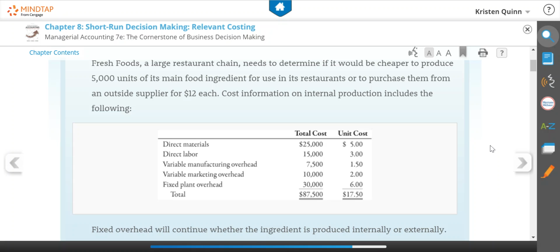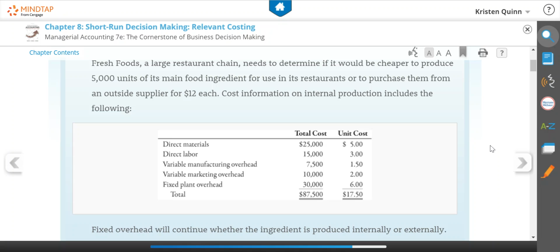In this example, we're going to be looking at decision making. So we're going to look at the difference between whether the company should make a product or buy it externally. In this case, they tell us that Fresh Foods is a large restaurant chain, and they need to determine if it would be cheaper to produce 5,000 units of its main food ingredient for use in its restaurants, or to purchase them from an outside supplier at $12 each.